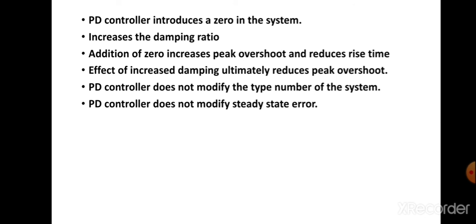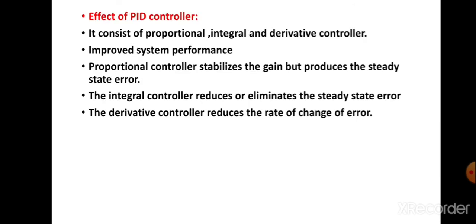PD controller does not modify the type number of the system, but you know that in the case of PI controller, the type number is increased, and PD controller does not modify the steady state error. Next one is PID controller. It consists of proportional, integral and derivative controller, and here improved system performance is achieved with the use of three types of control. The proportional controller stabilizes the gain, but it produces a steady state error. The integral controller reduces or eliminates the steady state error, and the derivative controller reduces the rate of change of error. So these are the comparison of different controllers.